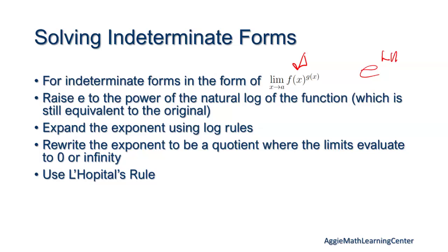So once we do e to the ln of some f of x to the power of g of x, then we can use some log properties. We can pull this g of x down, and then we can change it into some sort of 1 over g of x, possibly, in our power. That's now what looks like our L'Hopital's rule. And then we can start to apply it.